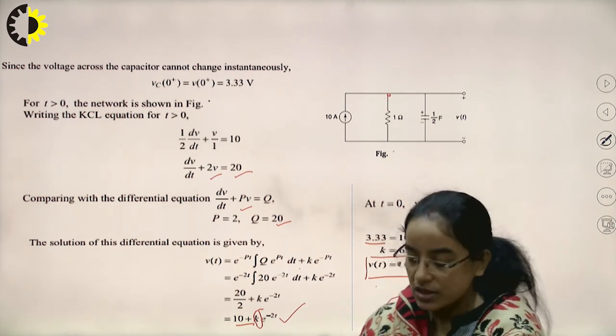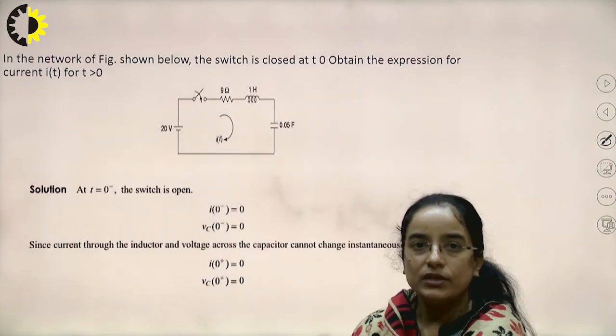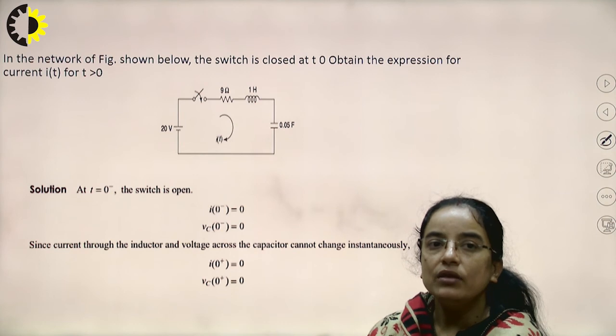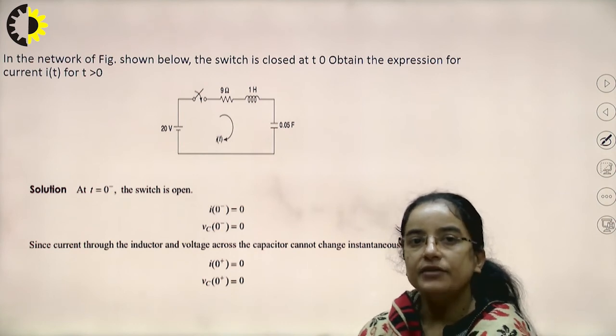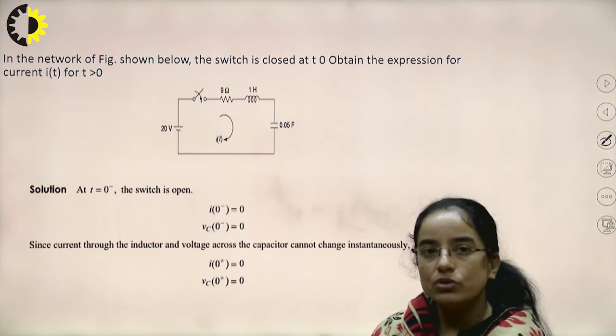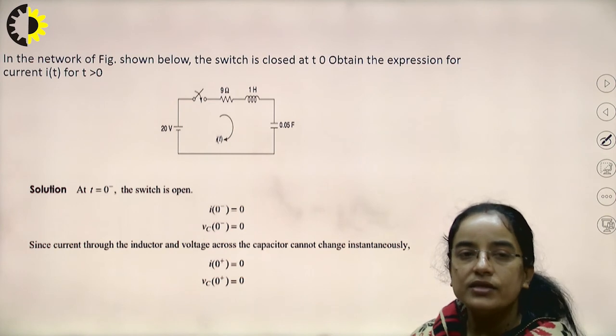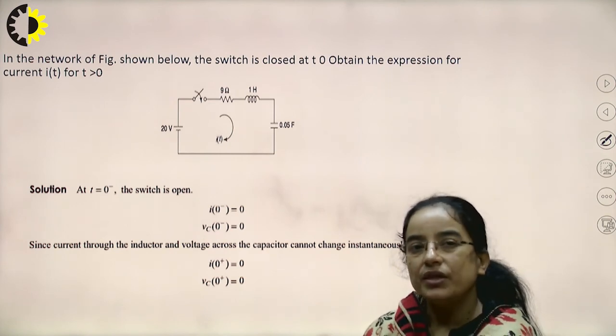So these are the examples. This is the third example, in which the given network switch is closed at t equal to 0. We need to calculate the expression for the current. This is the example of the series RLC network. R, L and C are there. When the switch is closed, we can write the equation.